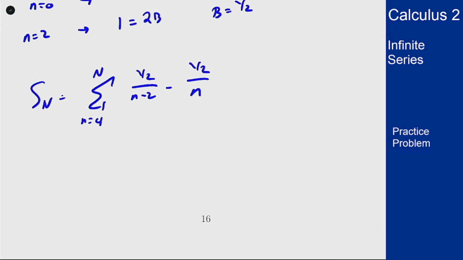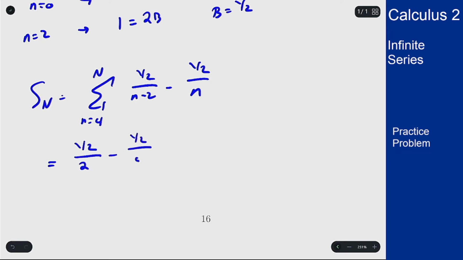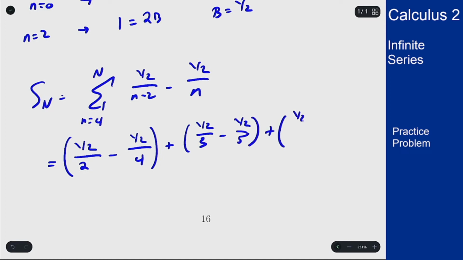And we can start writing out the first few terms of this sum. So the series starts at n equals 4. So the first is when I plug 4 into this expression. So when I plug in 4, I will get 1/2 over 4 minus 2, or 2, minus 1/2 over 4. If I plug in 5, I get a 1/2 over 5 minus 2, or 3, minus 1/2 over 5. When I plug in 6, 1/2 over 4, minus 1/2 over 6. If I plug in 7, we'll go one more time to show how this all works out. I get 1/2 over 5 minus 1/2 over 7.